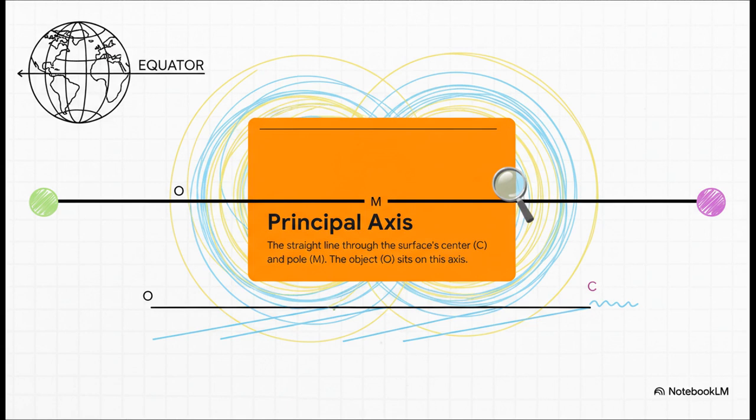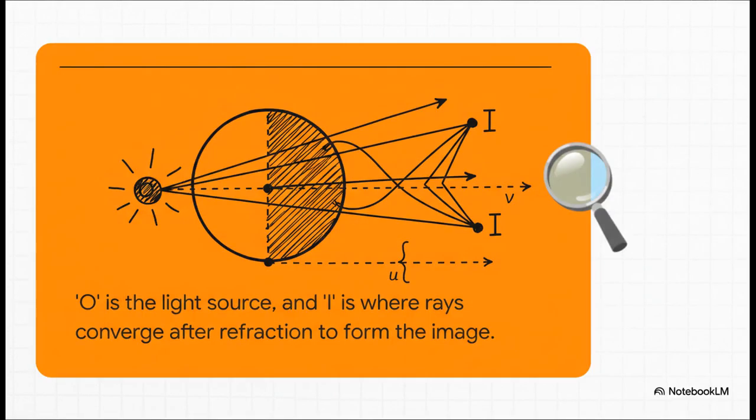And this straight line cutting through the middle, that's our principal axis. It's basically our main line of reference, kind of like the equator on a map. Everything we measure is going to be relative to this line, and that central point M, which we call the pole.